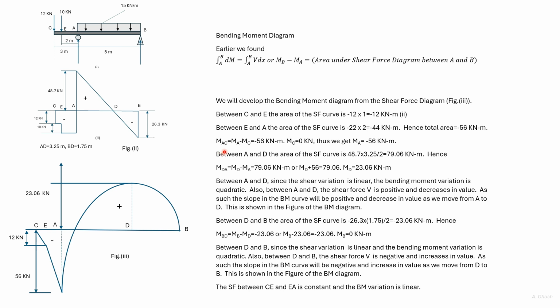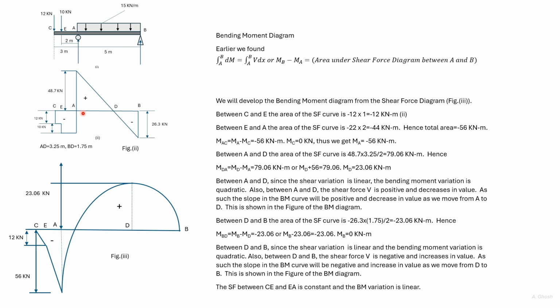Now MAC is equal to MA minus MC, which is minus 56. MC is 0, so this gives us MA is equal to minus 56. So we have plotted the bending moment at A as minus 56. This variation is constant, so the variation between E and A is linear.